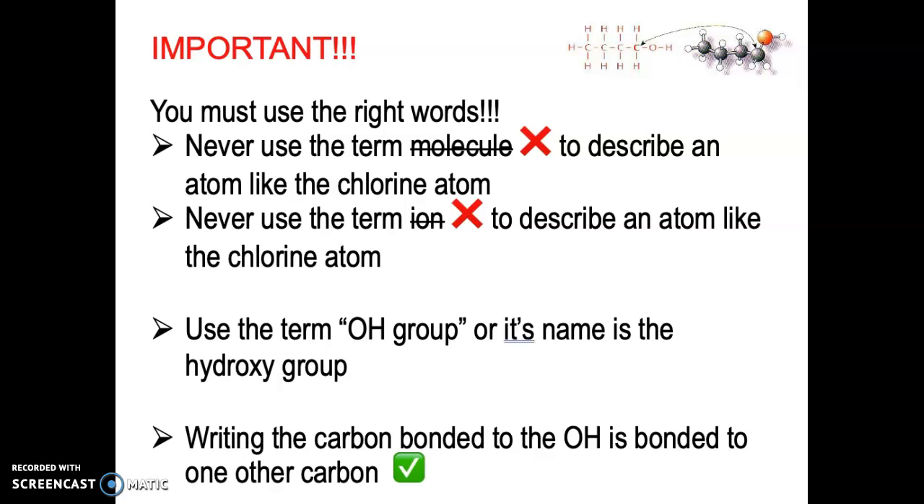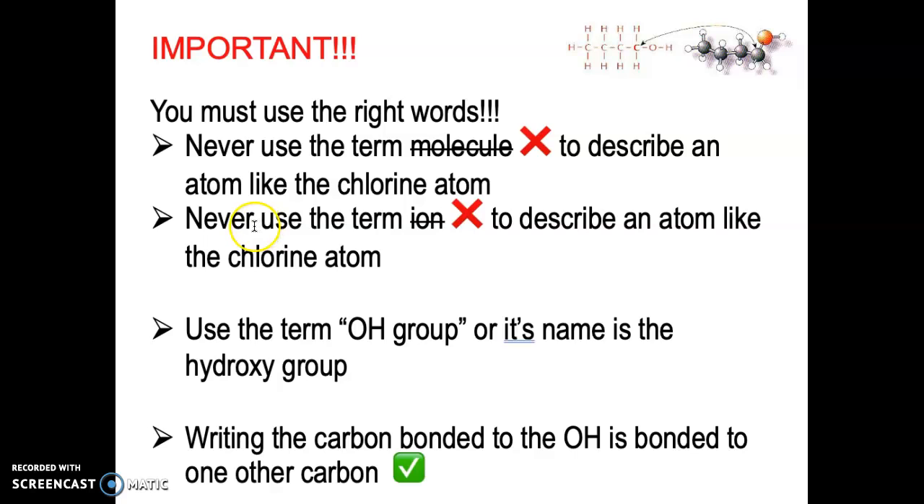Now, some very important terms that you must avoid using. Do not ever refer to the chlorine atom as being a molecule. In this instance I don't have the chlorine, but you would not refer to that as an OH molecule or an O molecule. The whole entire chemical is the molecule. So when you're referring to parts of that, then we refer to them as atoms.